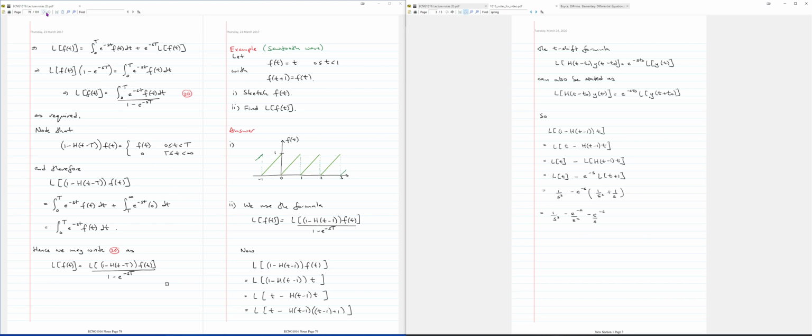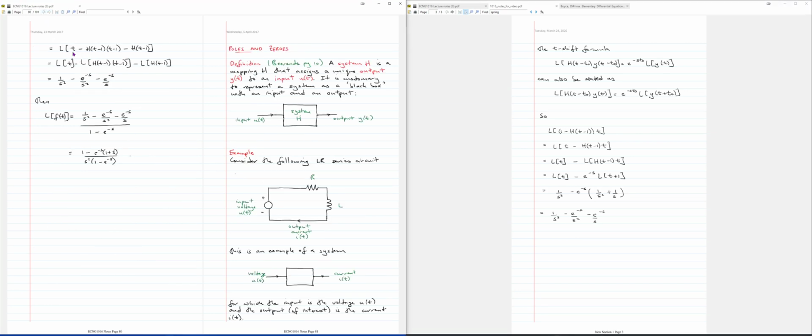Once I do that, I can expand out and I get t minus h(t minus 1) times (t minus 1) minus just a Heaviside. And you use your linearity to break this up. Laplace of t is going to come straight from the table. Laplace of this here is going to come from using this formula. And then I have Laplace of just a Heaviside by itself, and Laplace of a Heaviside by itself is e to the minus s over s. Now I'm looking at this and I want to use this formula.